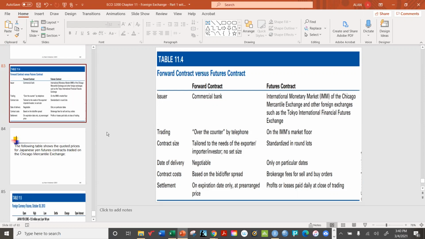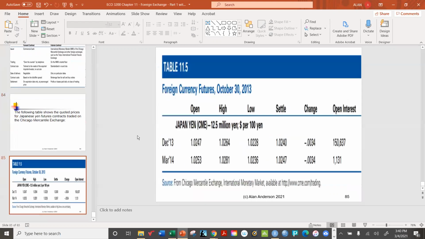All right, so let's look at these quotes. I don't know where these came from, but they came out of the book, actually. These are just like stock quotes. They give you the opening price, the high, the low during the day, the settlement price, which determines if you have to put more money in your margin account, the change from the day before, and how many contracts were traded, the open interest.